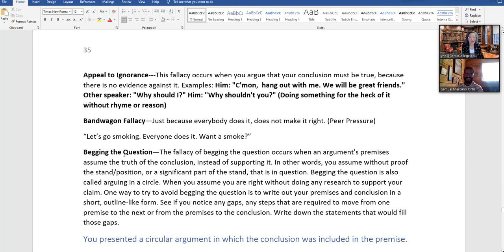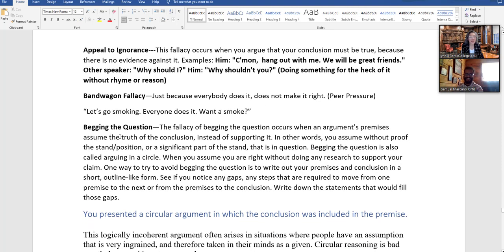And so that's the bandwagon fallacy. Begging the question fallacy. The fallacy of begging the question occurs when an argument's premise assumes the truth of the conclusion. This is circular thinking. Circular thinking means that just because it sounds true doesn't mean it is true. So that means you still have to prove it.